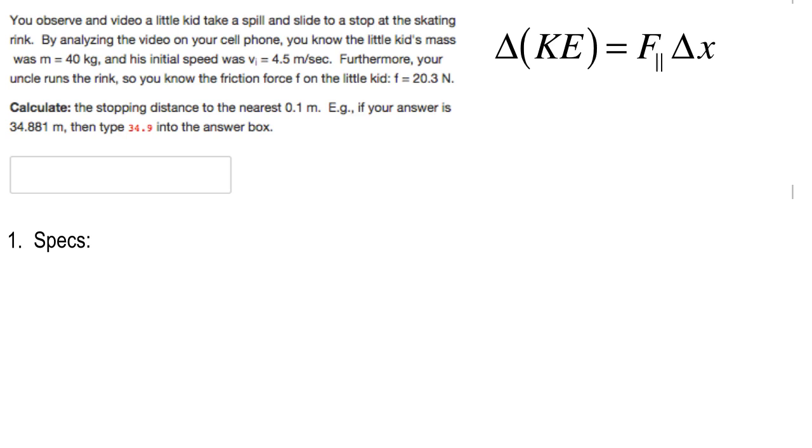Alana's asking me about cats. There's more than one way to skin a cat. Alana's saying, can you use F equals ma to get acceleration and delta t? And the answer to that is yes. That's the long way. But if that's the way you like, fine. We're going to use the work formula. All right, so the specs.